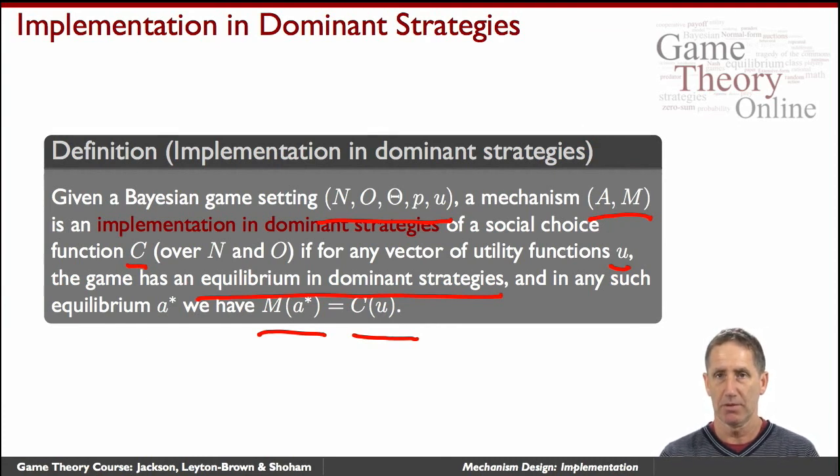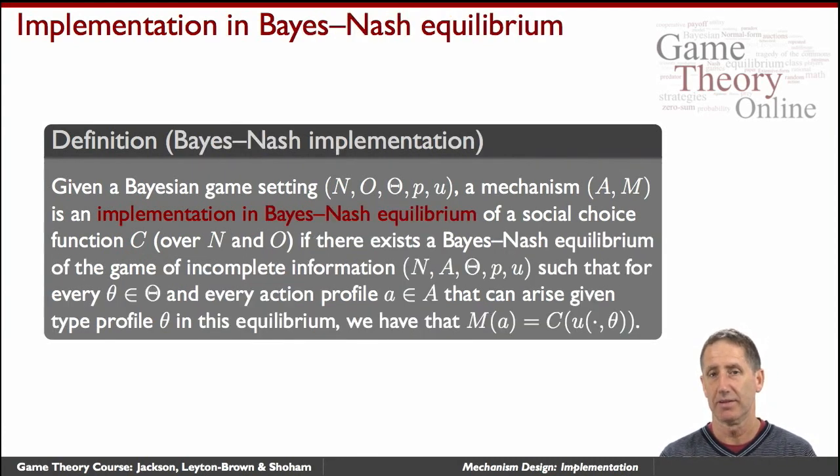You could ask several questions about it. Why should it be in all equilibria? Maybe it's enough that it's in one. Indeed, you could define it that way. Why only dominant strategies? And in fact, the answer is it doesn't have to be in dominant strategy. So a more general, more relaxed definition of implementation is implementation in a Bayes-Nash equilibrium.